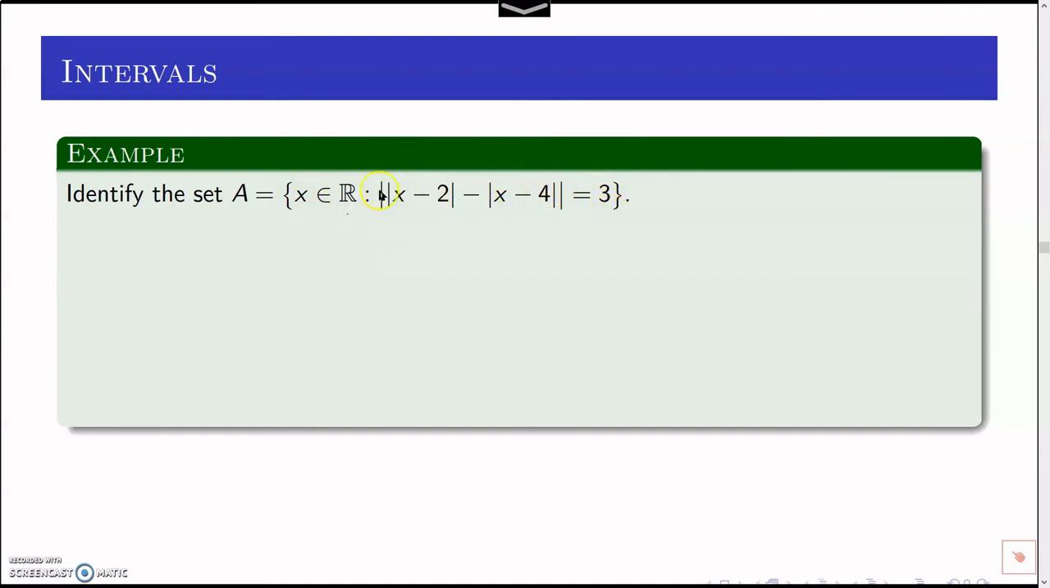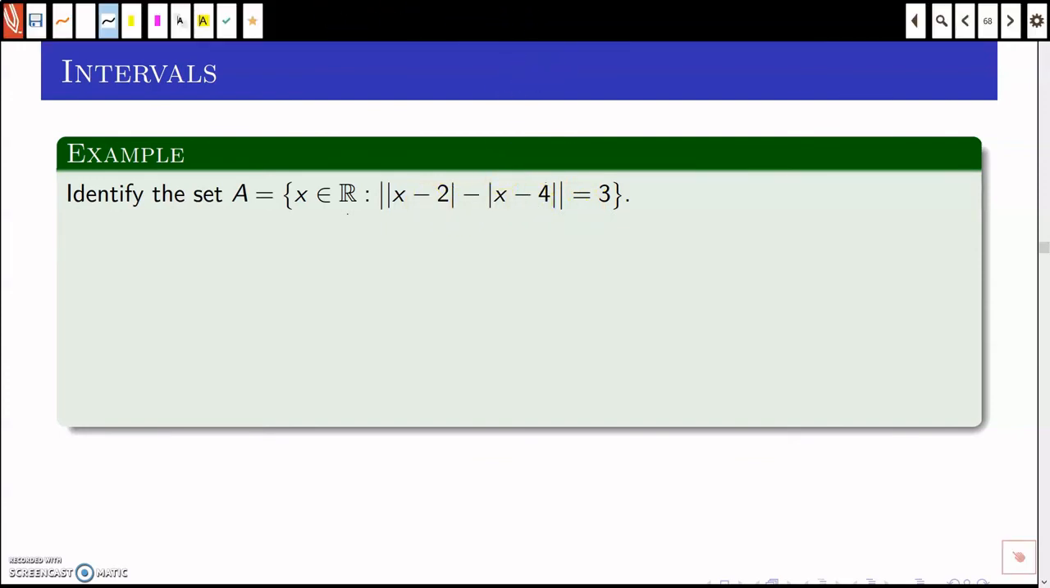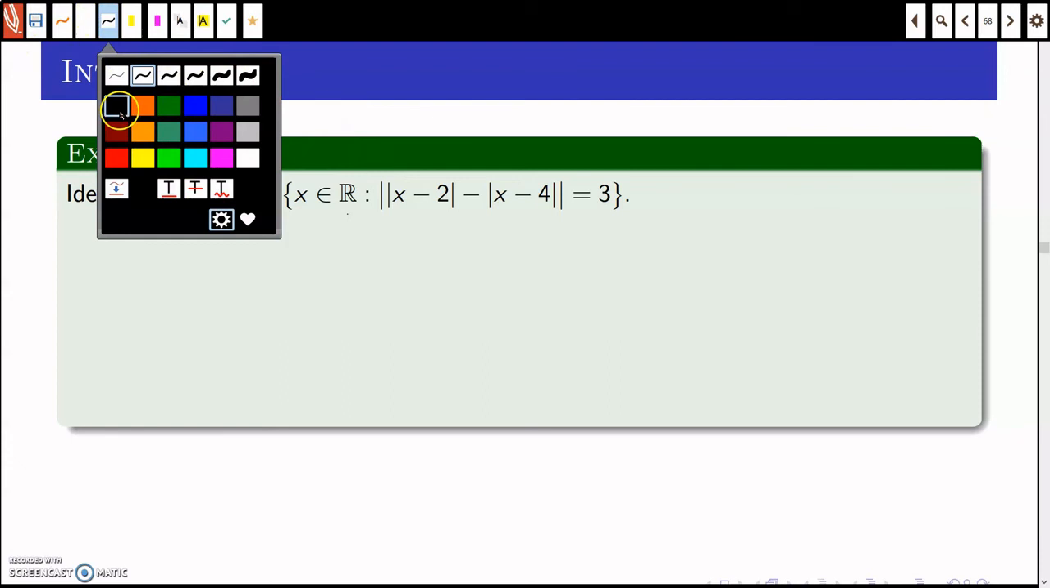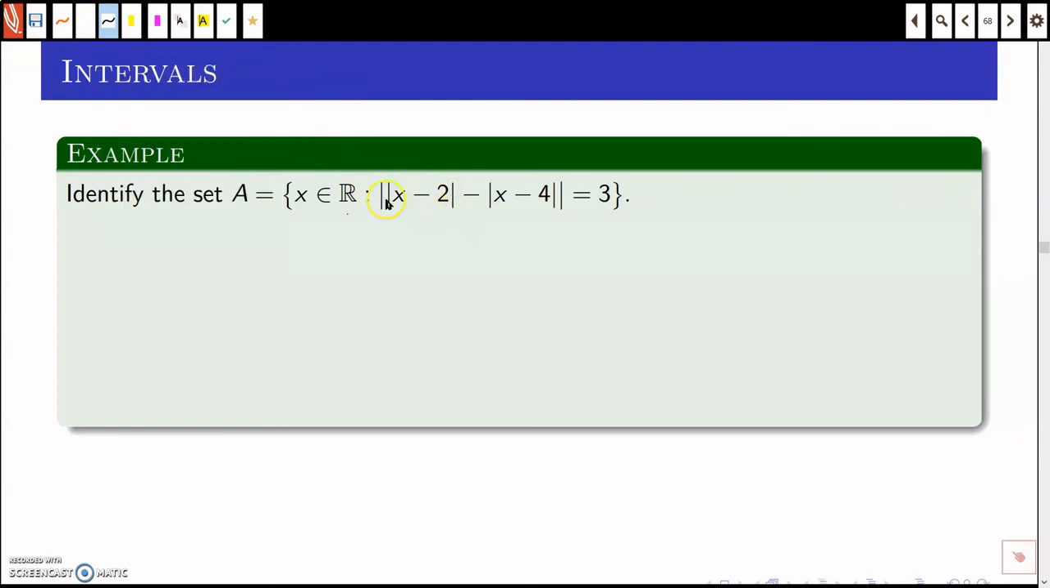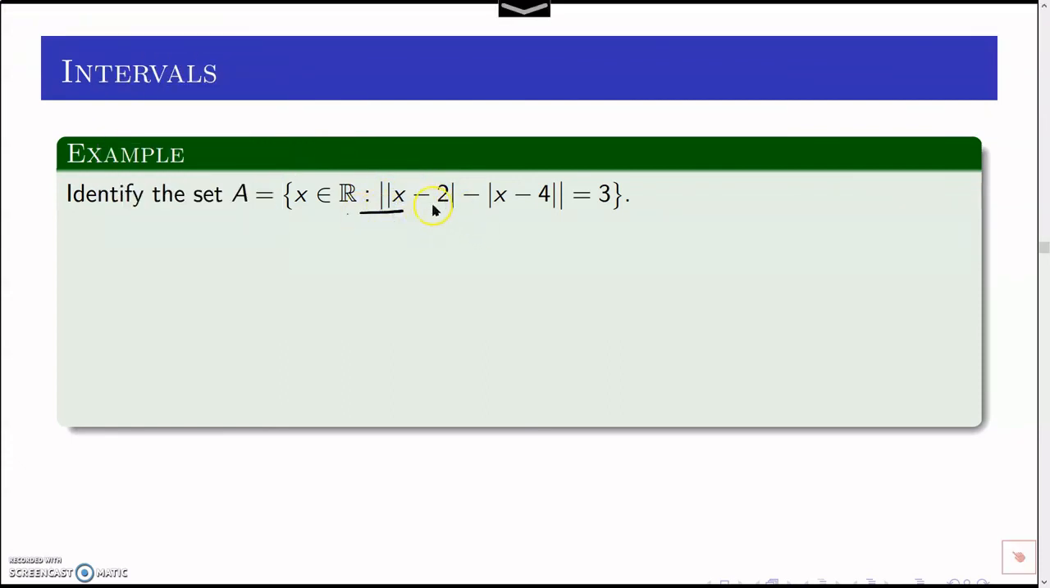If you observe closely, modulus is coming twice here. I have one modulus outside, and inside that I have two terms, each having a modulus and separated by the negative sign. So let's try to identify this set, which real numbers will satisfy this equation.